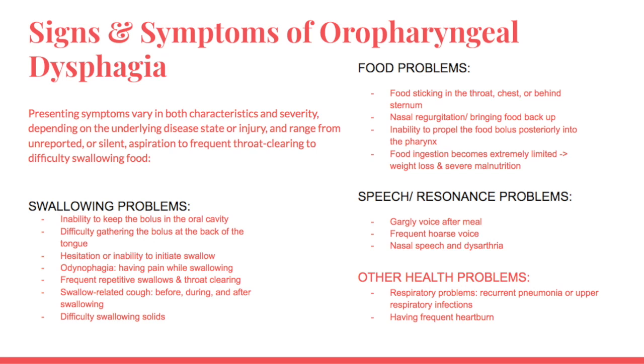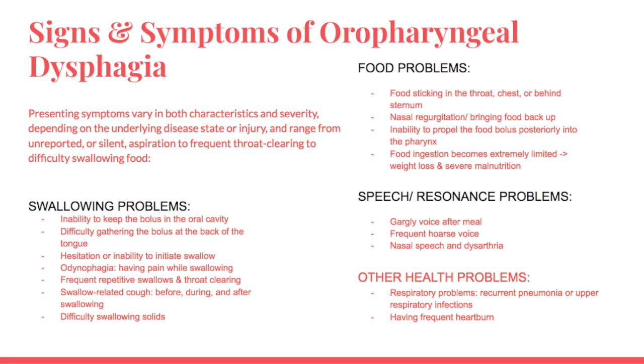Some of the food problems include food sticking in the throat, chest, or behind the sternum. There might be nasal regurgitation or bringing food back up. There's an inability to propel the food bolus posteriorly into the pharynx, and food ingestion might become extremely limited, which can result in weight loss and severe malnutrition for the patient.